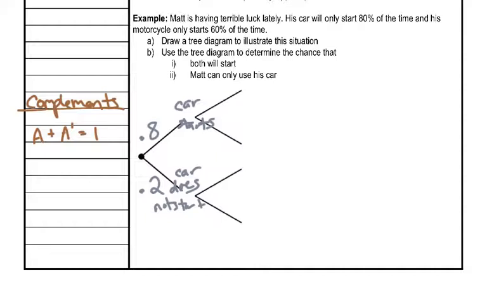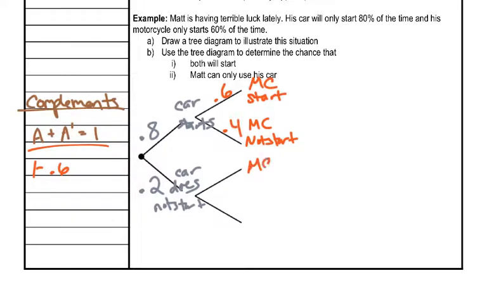All right, so we also have his motorcycle. So over here we could say the motorcycle starts or it does not start. So that's option B, event B. And we know his motorcycle starts 60% of the time, so that's 0.6. And that means using our complement rule, 1 minus 0.6 would be 40% of the time. 60% it starts, 40% it doesn't.